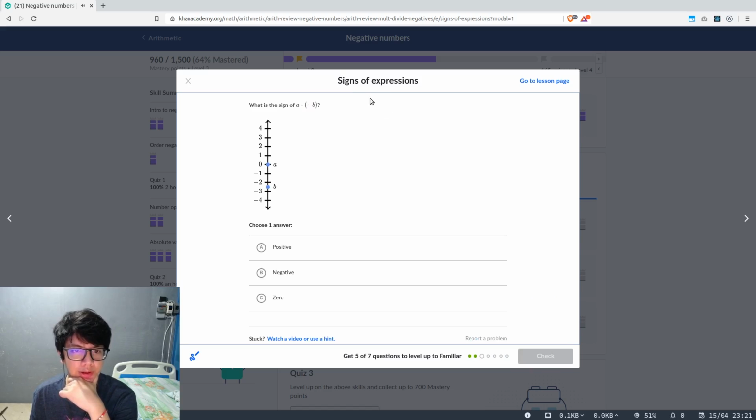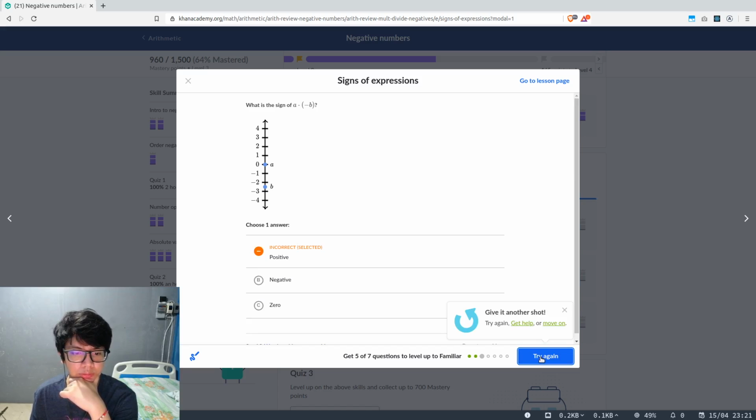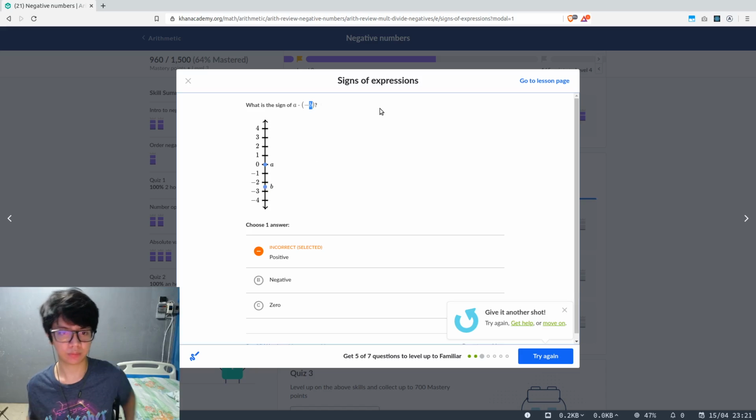What is the sign of a times negative b? Oh wow, it's pretty crazy. Negative b. Oh, it's going to be positive, right? No, I think positive. Negative b? Negative 2 to negative 2. It's going to be positive.